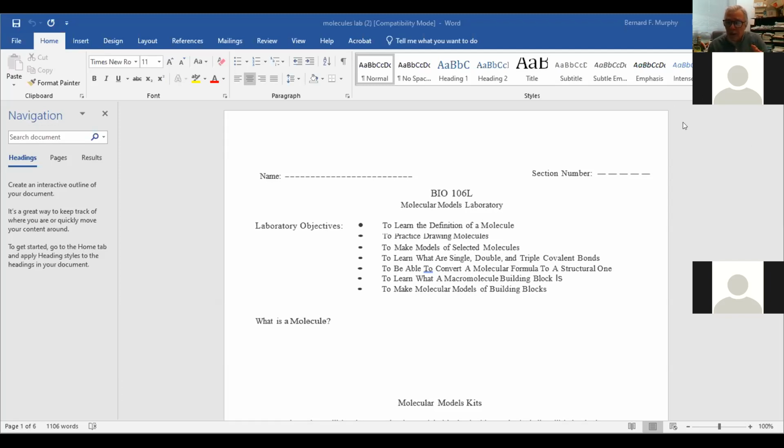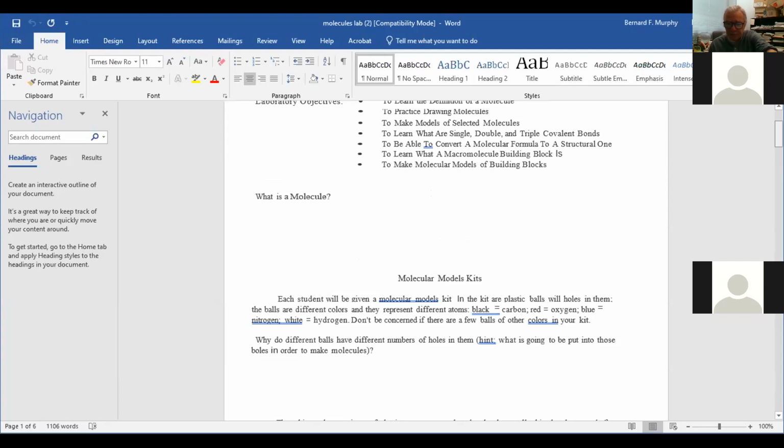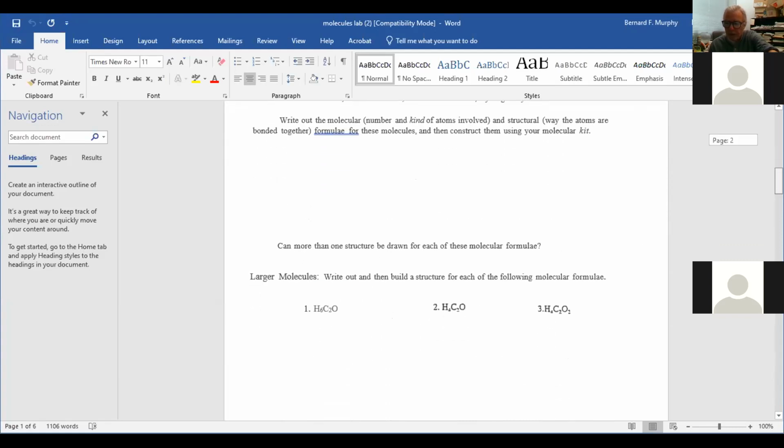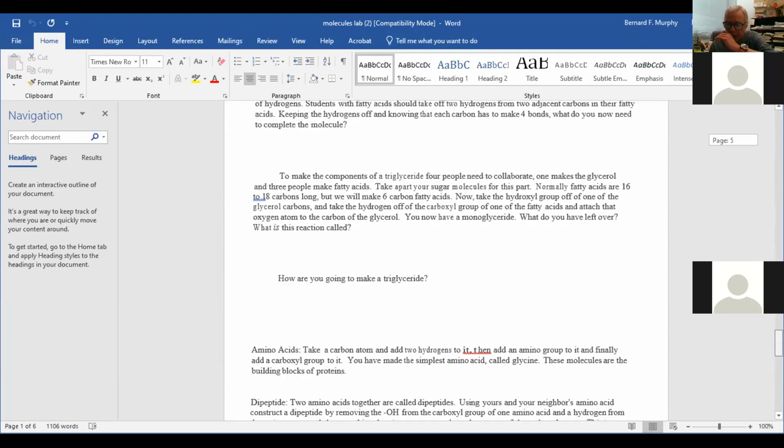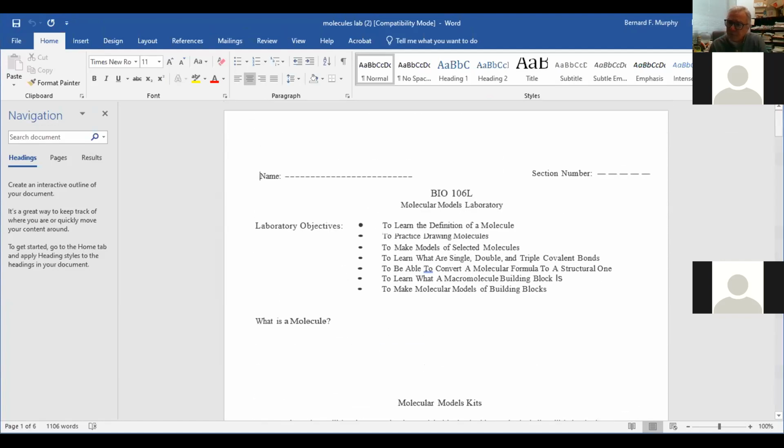Then we go along and fill out spaces here. We answer questions, we do some drawings down here, and so on. We fill this out as we go along, answer some questions at the end, and then we're all done and you turn it in to get graded. This is an individual lab, so everybody does their own sheet. Interrupt me if I'm not clear on something. Don't worry about interrupting me.